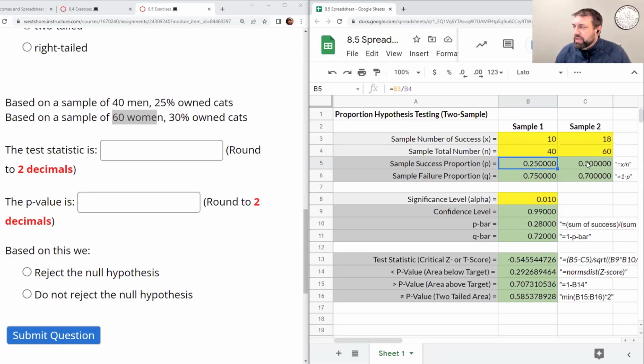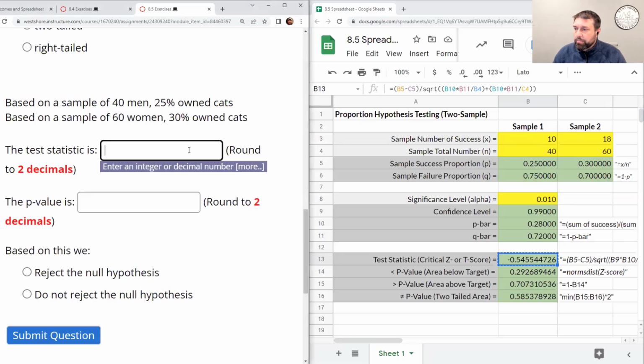So it's not just P and Q, and say, oh yep, we're done. The sample size matters. The bias built into our sampling matters, and we have to account for that. That's why we're doing the normal distributions and the thresholds. So our significance level is 1%, our confidence level is 99%. Here's P bar, here's Q bar, and then this is the number that you want. Here's our test statistic. So we're going to copy this and paste it right there. We're going to round this to 2 decimals.